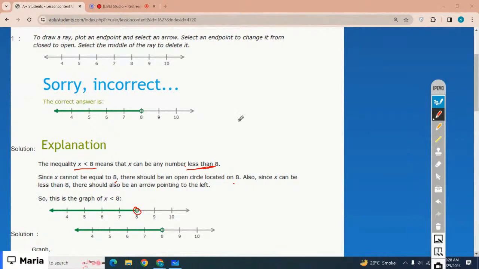x is less than 8 and x is less than or equal to 8 are two different things. For this inequality, 8 is a solution, but for this inequality, 8 is not a solution, but any number less than 8 is. So these are the important things you need to understand. If 8 is not included, use an open circle at 8, but if 8 is included, you must have a filled circle like this. Got it? This is the major difference.